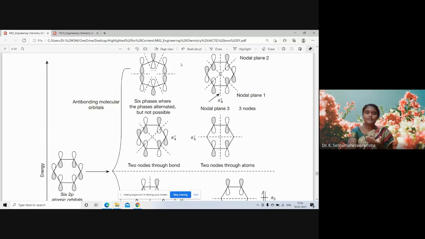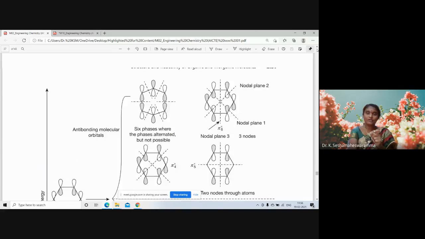Pi 6, there is no pi 7. Here we clearly explained. In between, only pi star 6 we can get, where 3 nodal planes can be cut. Hence, pi star 6 only we can observe. This has 3 nodal planes. Hence, it is highly unstable, has more energy, an anti-bonding orbital.